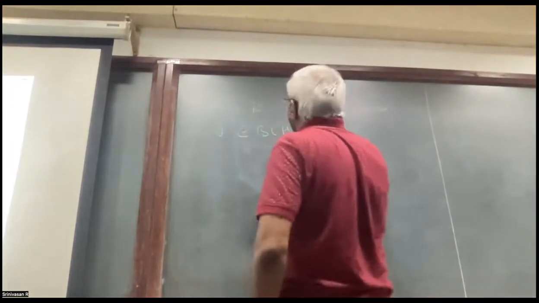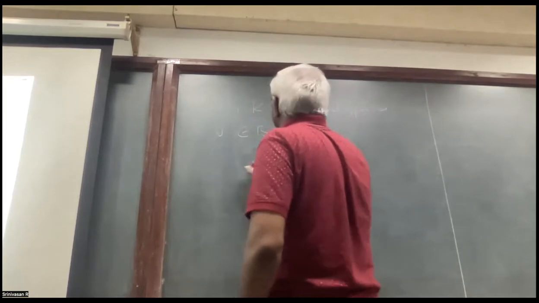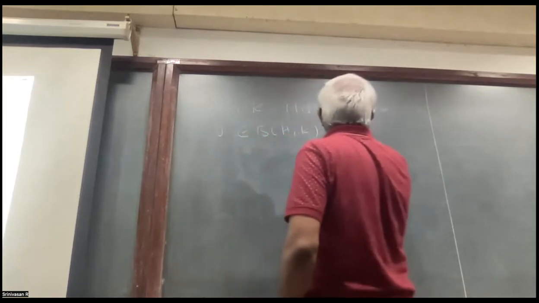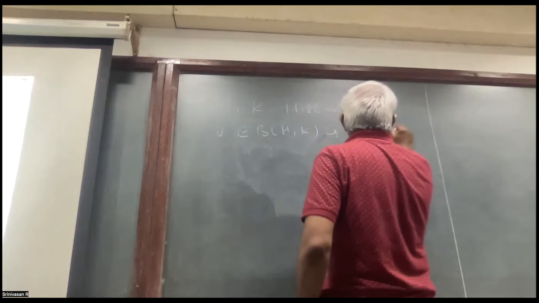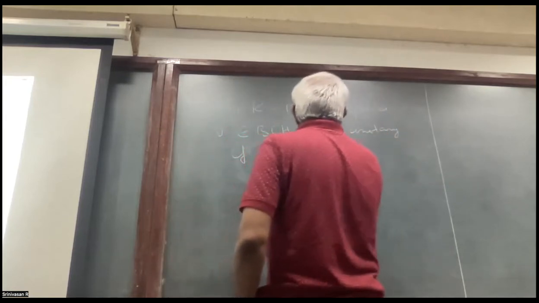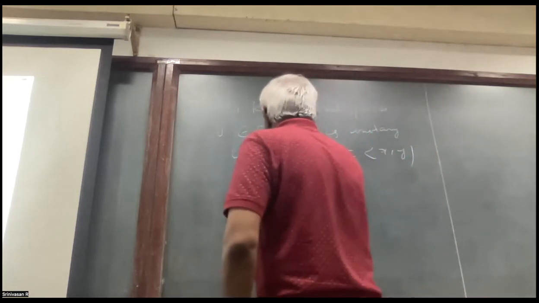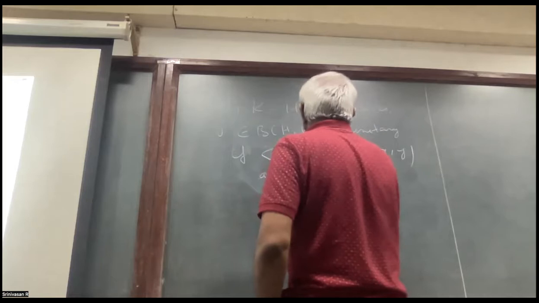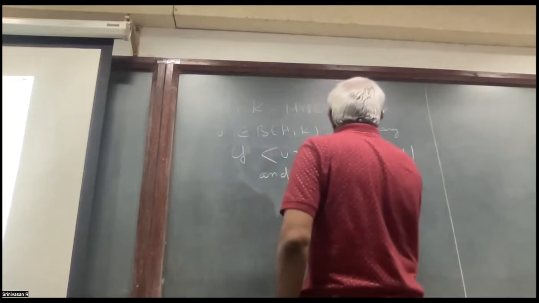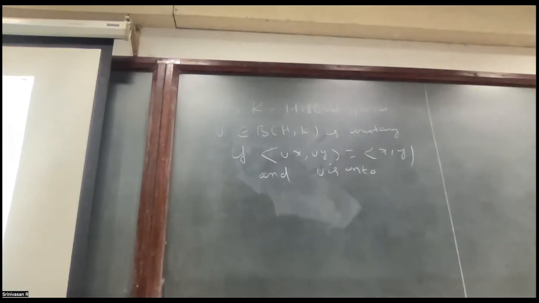So it's a linear map which is onto is unitary. We defined this last class. A unitary, if it satisfies the two conditions, inner product of UX and UY equals inner product of X and Y, that is, if it preserves the inner product, and it's onto.